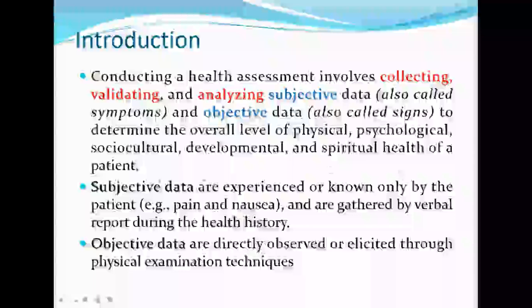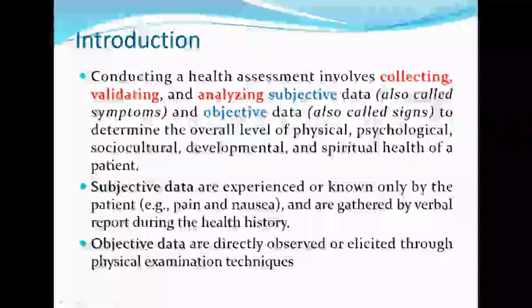But then what do we mean when we say subjective data? Subjective data are simply data that are experienced, or basically data about a patient's experiences, or data about that which is only known by the patient and you cannot see it. These are gathered by verbal report during the health history. So subjective data are known only by the patient. An example of subjective data is pain. If a patient reports pain, you're not able to see the pain, but the patient feels the pain.